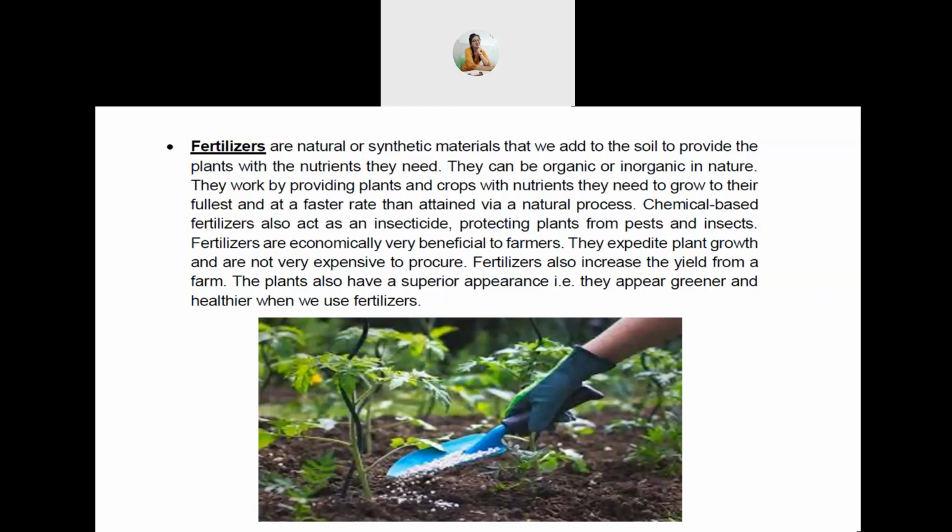Chemical-based fertilizers also act as an insecticide, protecting plants from pests and insects. Fertilizers are economically very beneficial to farmers. They expedite plant growth and are not very expensive to procure. Fertilizers also increase the yield from a farm. The plants also have a superior appearance, that is, appear greener and healthier when we use fertilizers.